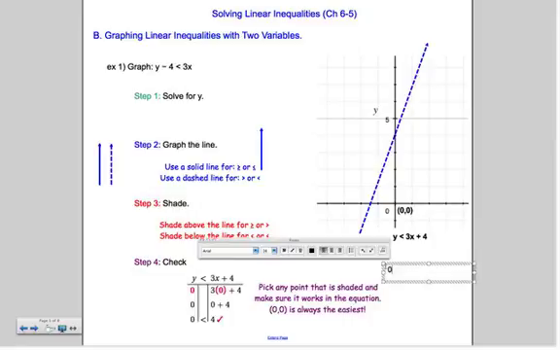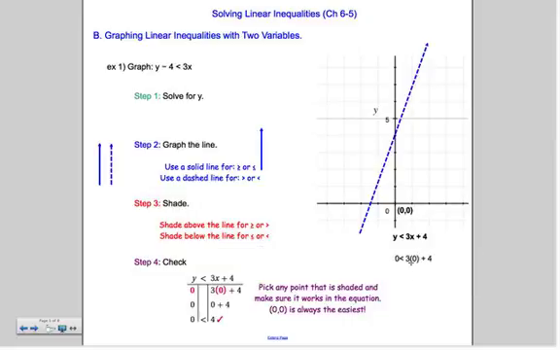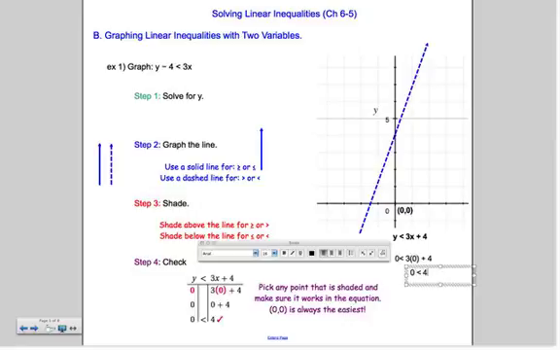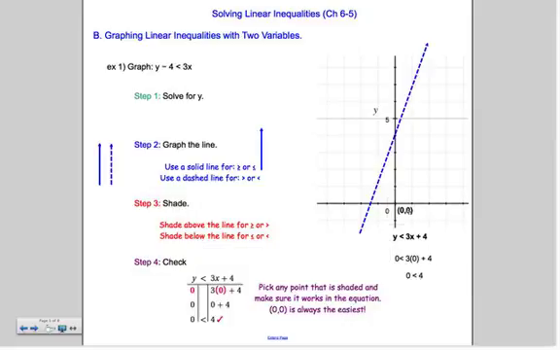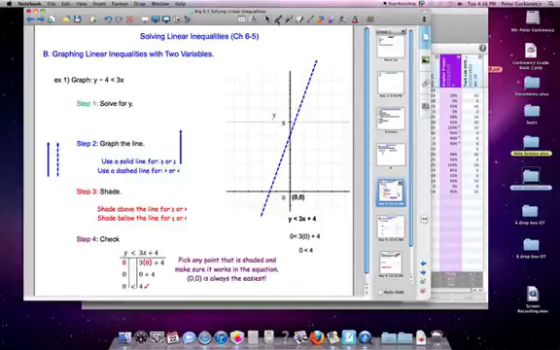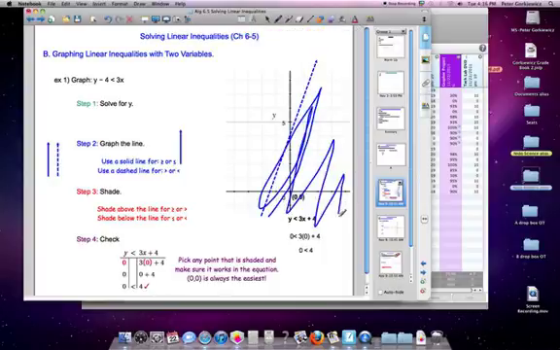So now we've got 0 less than 3 times 0 plus 4. Well, let's see. Is 0, let's see, this is the 0, and so we really have 0 is less than 4. Is that true? Yeah. So this is a solution for this inequality. So we would take our pen and we would shade this side. Like this. Sweet. Great.